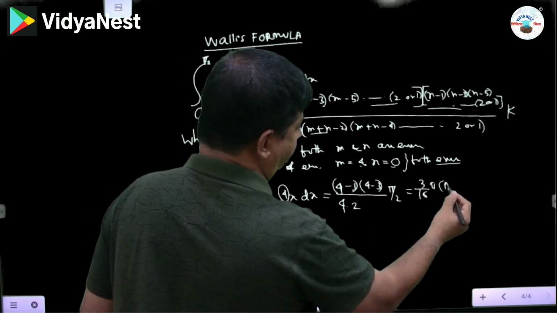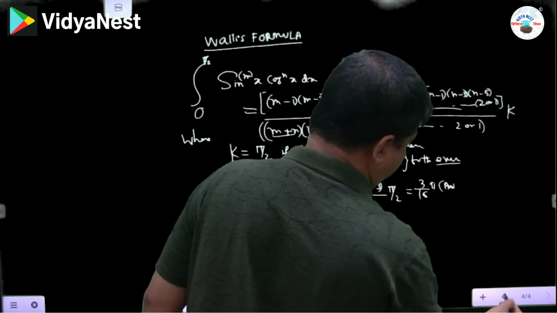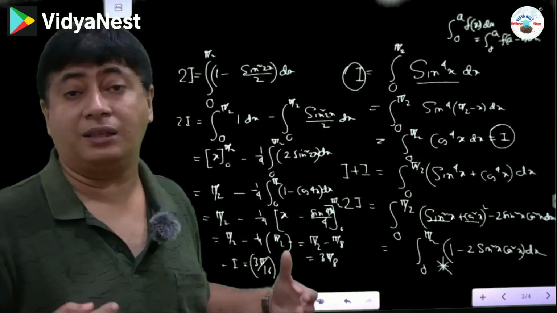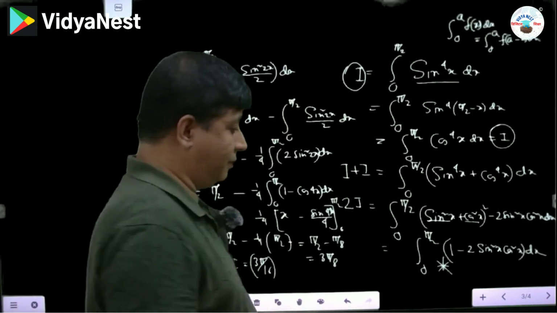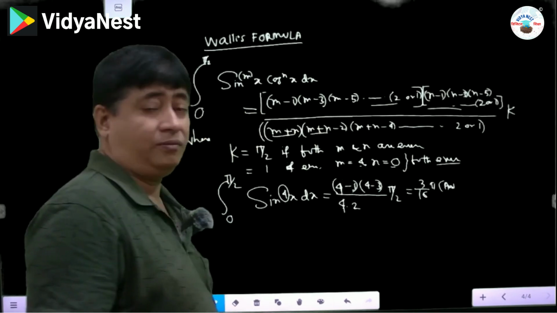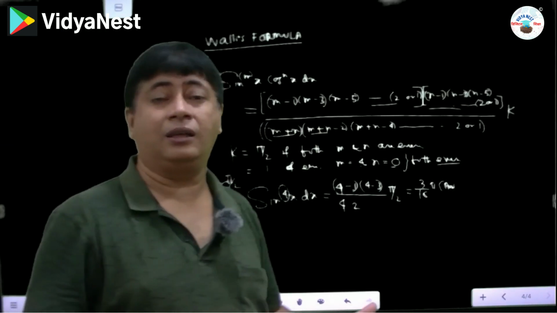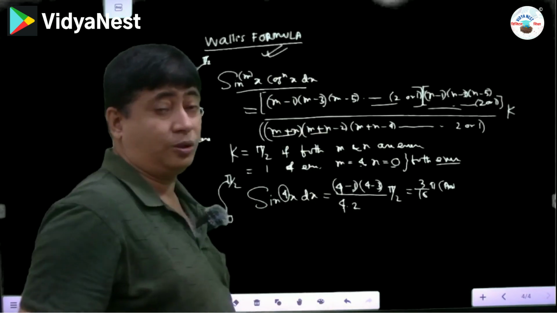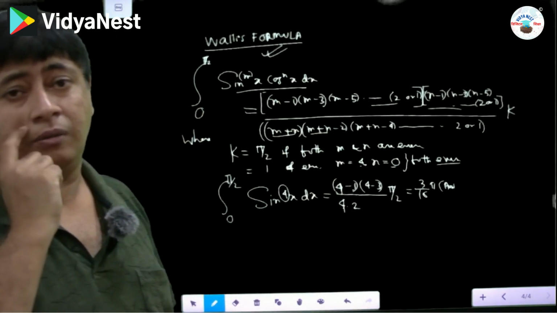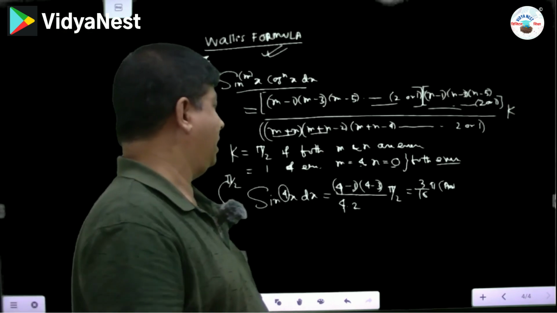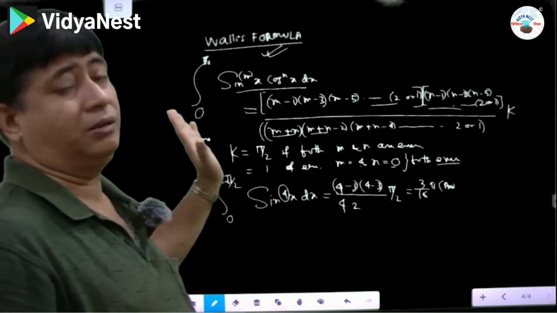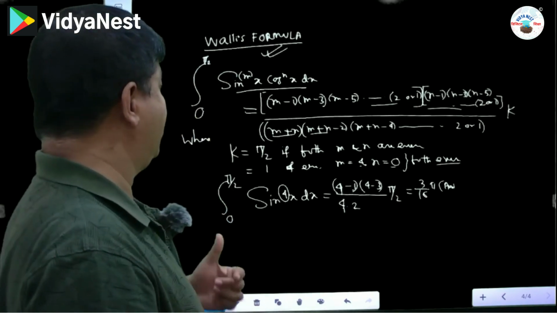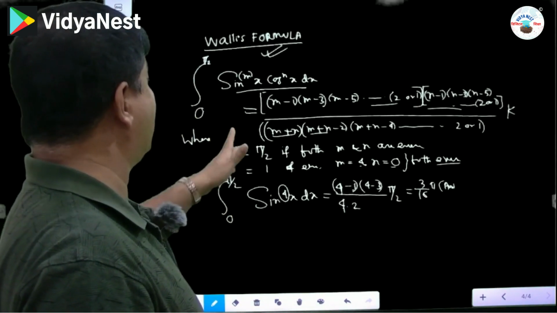So 4 minus 1, 3, 4 into 2, 8, 16. See, the same answer we got here, 3 pi by 16, but spending time and energy. But here, in a flicker of a moment, we could manage using Wallis formula. So two important JEE formulas, main and advanced. One is Newton-Leibniz and one is Wallis formula you have learned today. Understand? Let us go to the next one before attempting another sum of the same type.